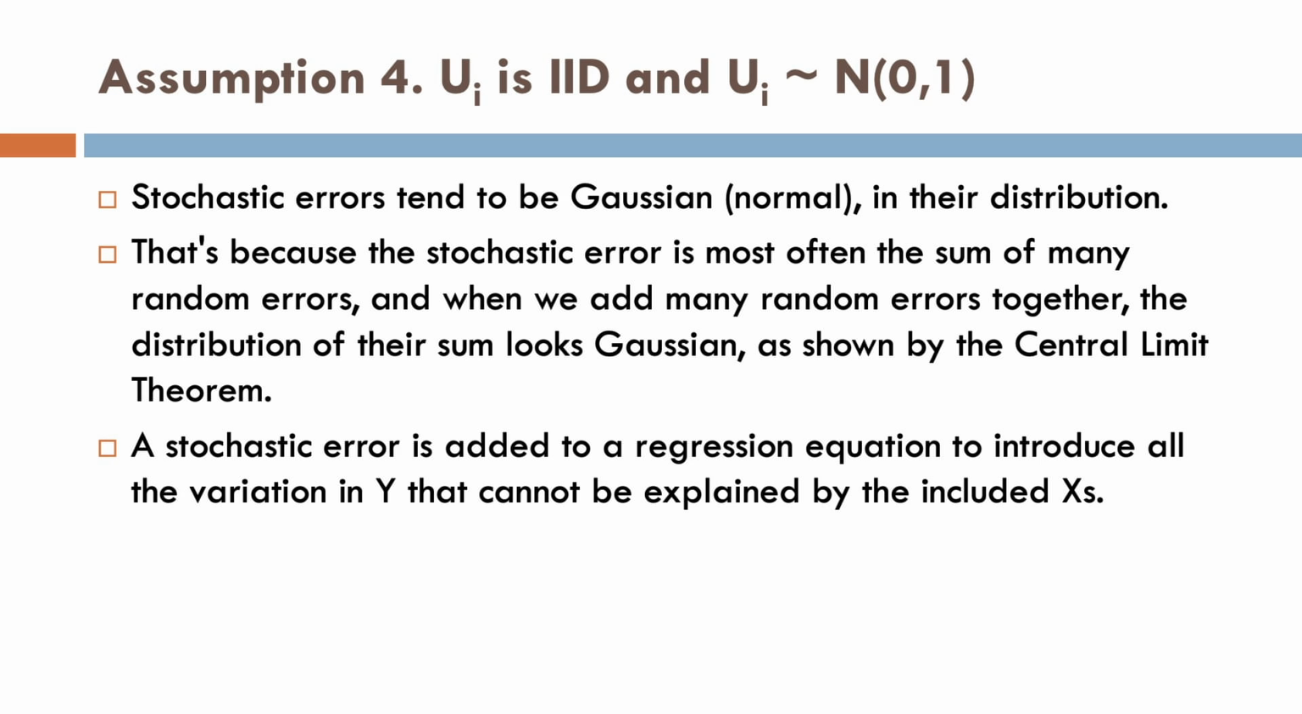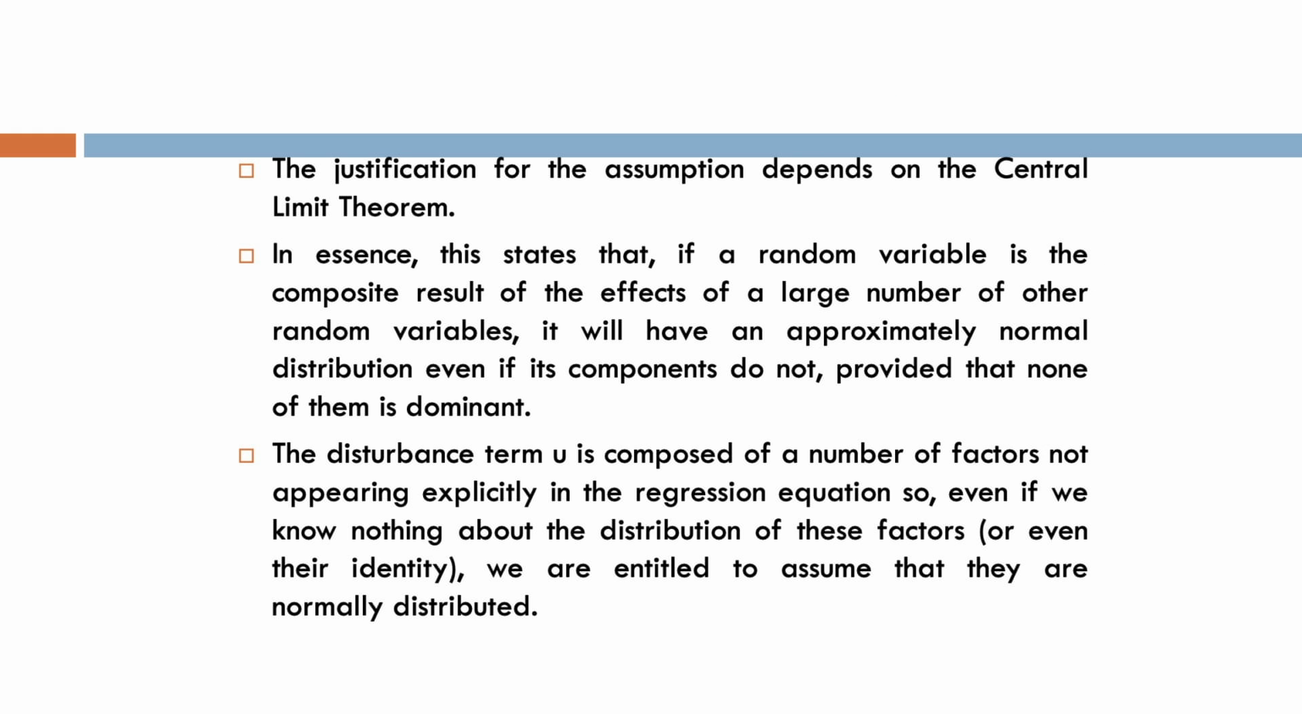A stochastic error is added to a regression equation to introduce all the variations in y that cannot be explained by the included x's. The justification for the assumption depends on the central limit theorem. In essence, this states that if a random variable is a composite result of the effects of a large number of other random variables, it will have an approximately normal distribution even if its components do not, provided that none of them is dominant.